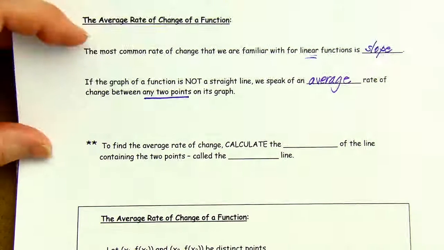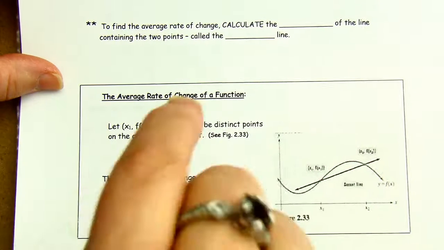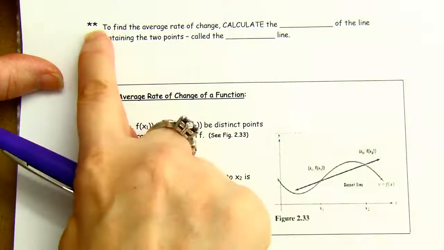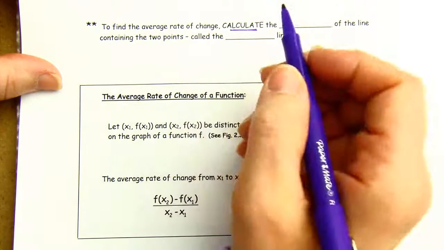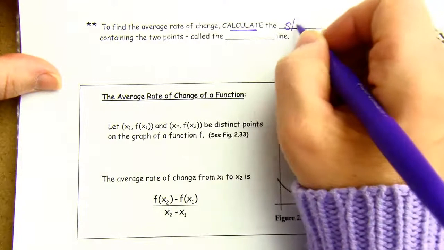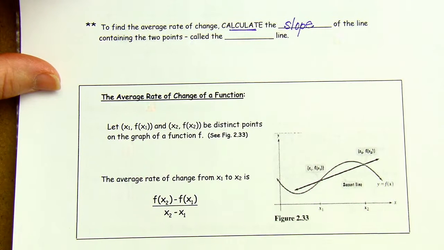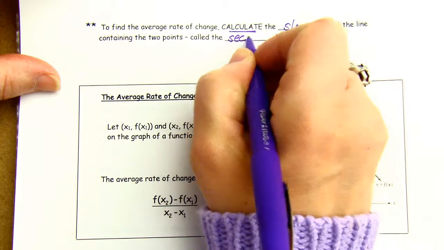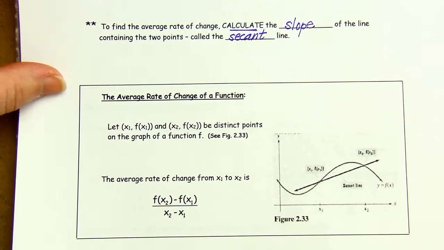All right. So we have a diagram on the note sheet here. I'll talk about that in a moment. To find the average rate of change, we must calculate the slope of the line that contains the 2 points. And that line is called the secant line. A secant line is a line that passes through 2 points, if you remember from geometry.